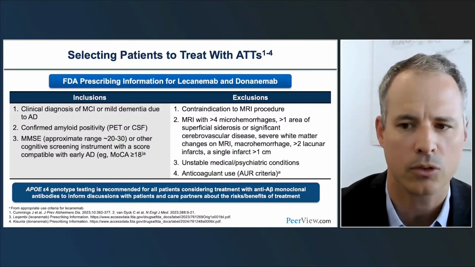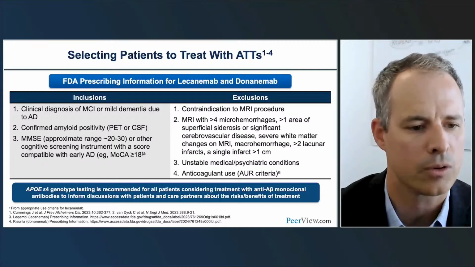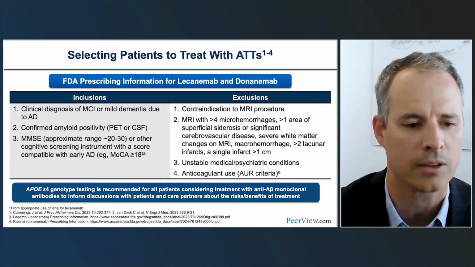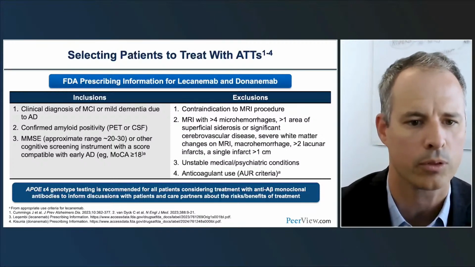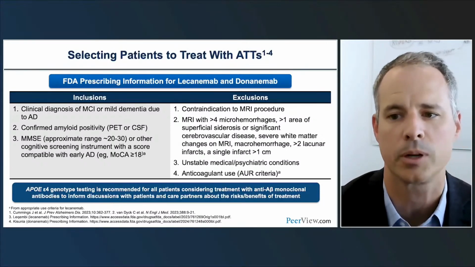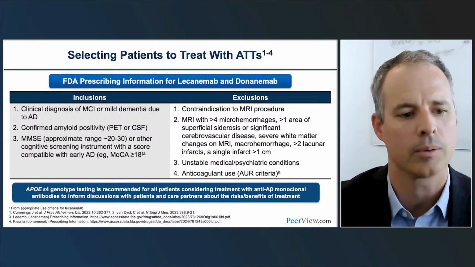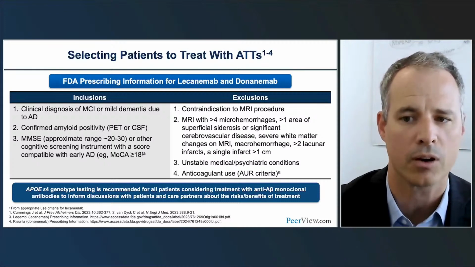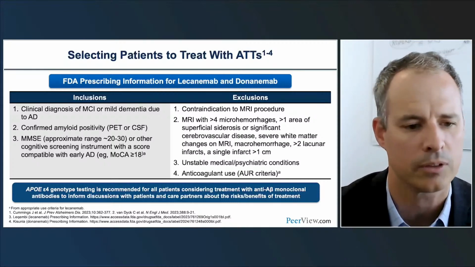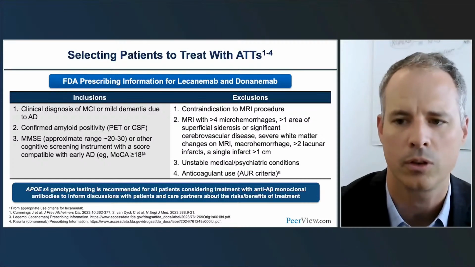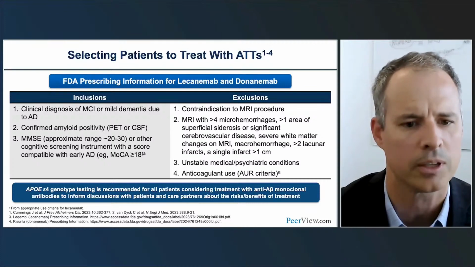And they should meet certain criteria on cognitive testing. So in general, a range on the mini mental status tests between 20 and 30 is what was used. In fact, both trials use slightly different ranges, but at our center, we generally use a cutoff of around 20 to include patients, although this may vary somewhat in patients that have aphasia or other factors that might influence their test. You can also use instruments such as the MoCA instead of the MMSE.